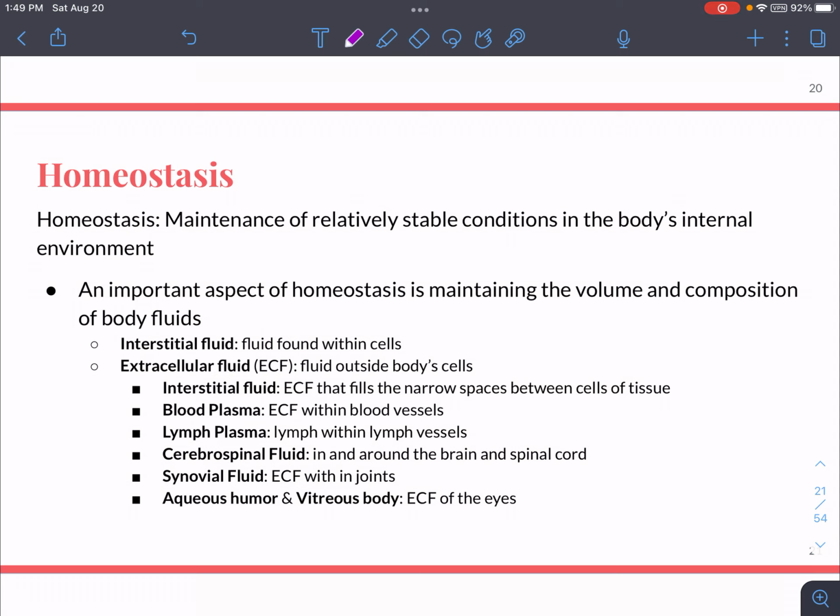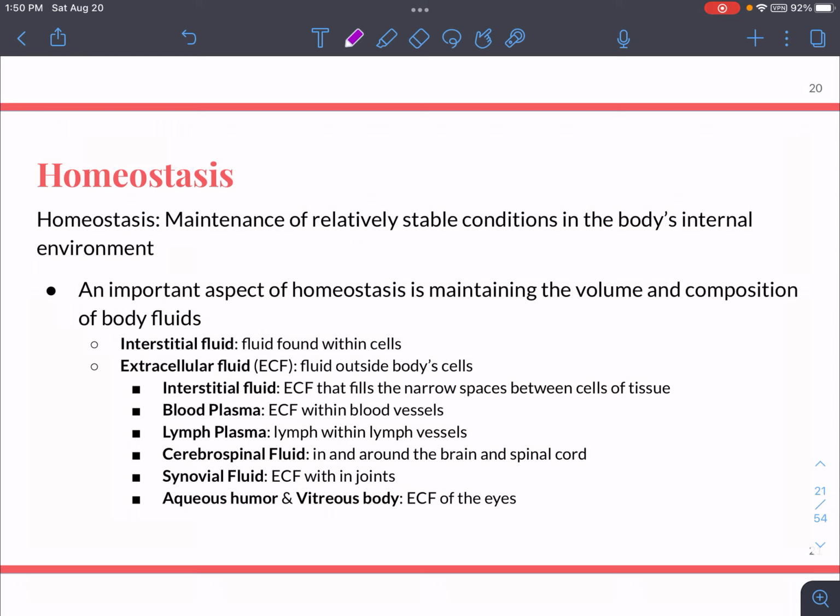So some of the major important aspects of homeostasis is maintaining body fluids. We have interstitial fluid, which is found inside of cells. Then we have extracellular fluid. That's found outside the body cells. So that interstitial fluid, that extracellular fluid that fills the narrow spaces between tissue cells. So you may not really be able to notice it.